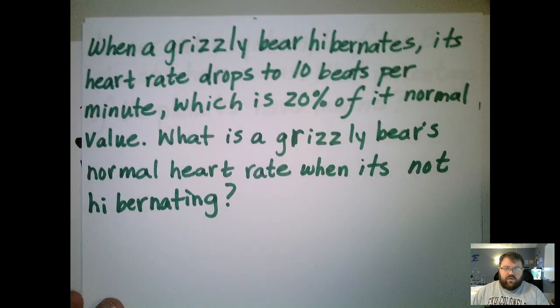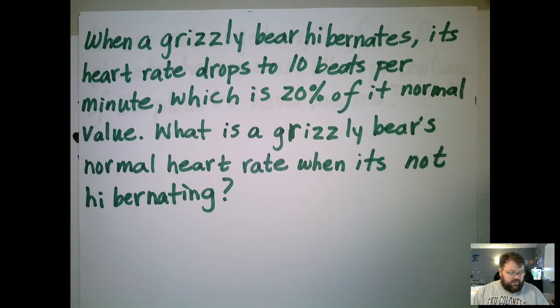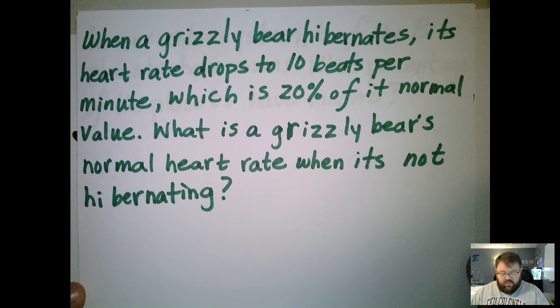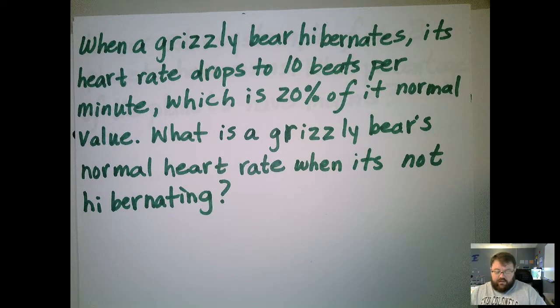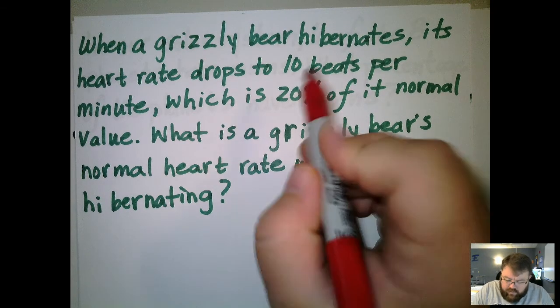I want to look at this question together. So this question says, when a grizzly bear hibernates, its heart rate drops to 10 beats per minute, which is 20% of its normal value. What is a grizzly bear's normal heart rate when it is not hibernating? Look at your numbers, think about the question. With cubes, you want to circle your numbers, okay? 20%.